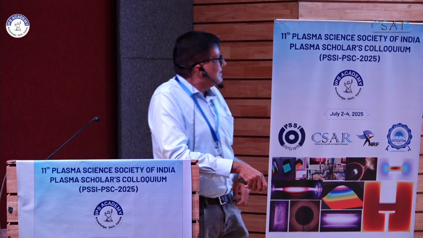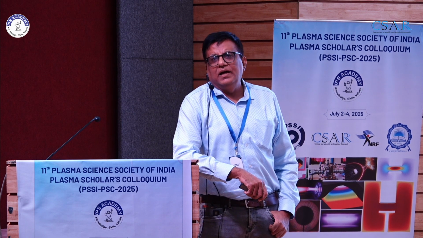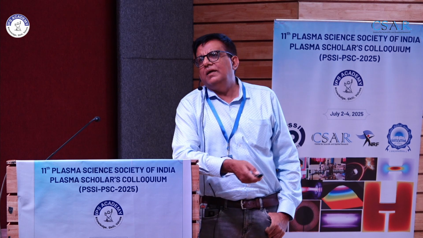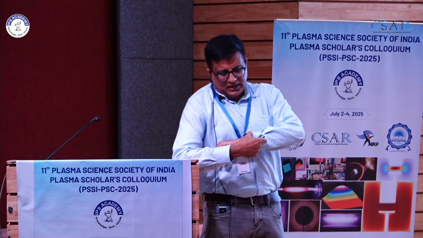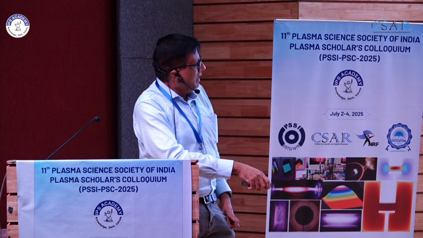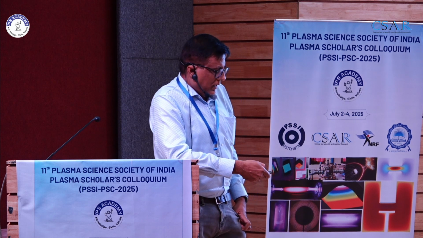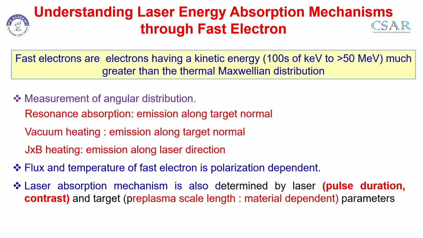So the end result is the acceleration of the ionized electrons, imparting them a high energy, which we call fast electrons. Now, how can we understand the mechanism through which the energy is being absorbed by the plasma? There are various methods one can use, and one of the simplest is to measure these fast electrons. The simplest is to just measure the angular distribution of the fast electron beam.